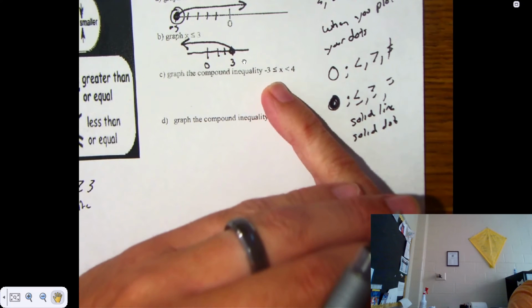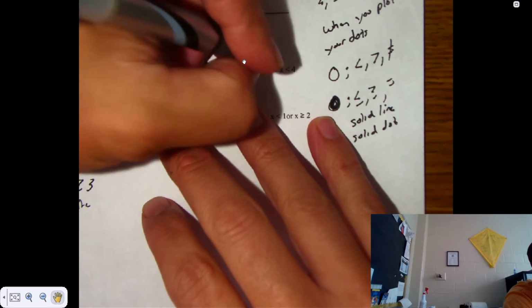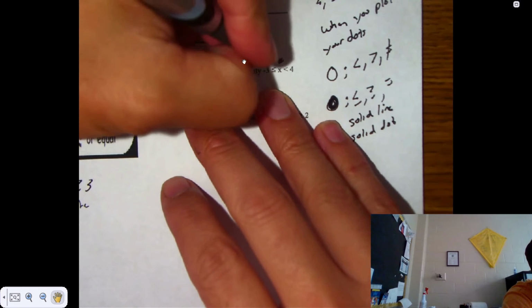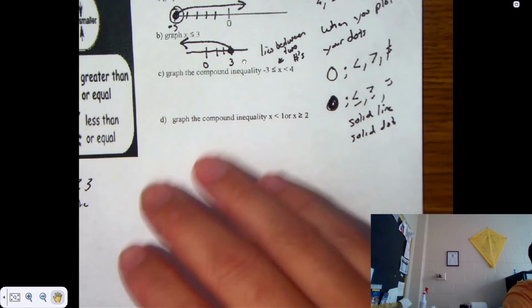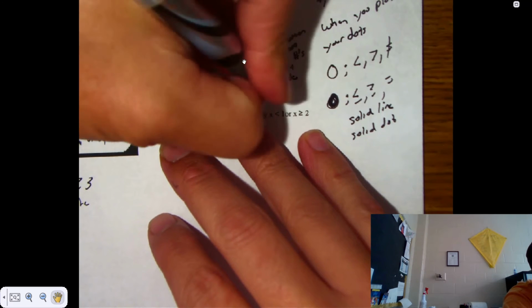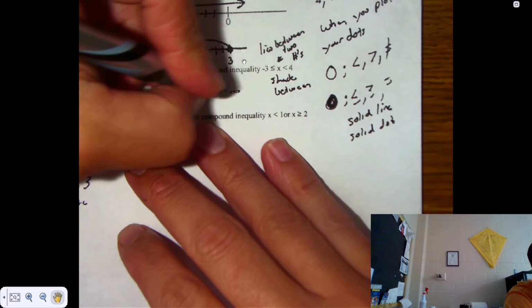All right, this one's called the compound inequality. There are ways of breaking this thing up, but look at x. Is it lying between two things? It lies between two numbers. Guess how you're going to shade? You're going to shade between. That's how it works. So it's pretty simple. You just plot your numbers.